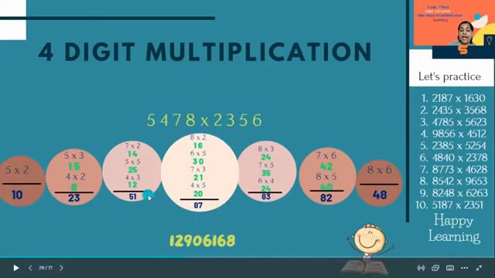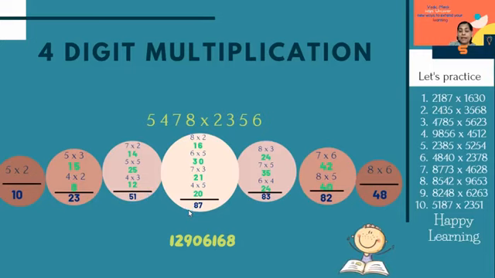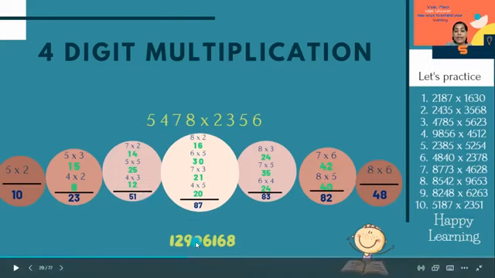We have 10. 51 plus 8 makes it 59 and 1 carry over. So 10, 0 here, 9 carry over, 1 carry over, then 5 and 3, 8 and 1 carry over 9, and then 10 plus 2 makes it 12. So this is your answer.